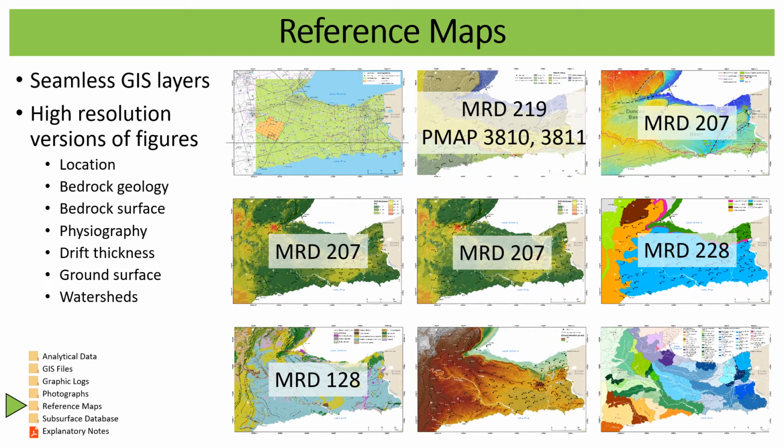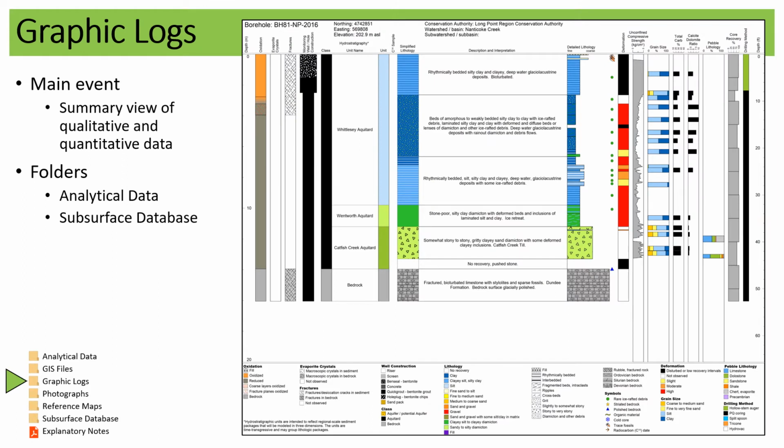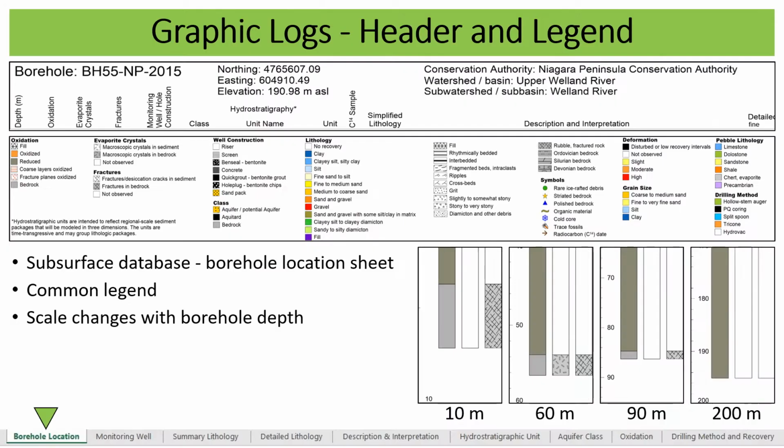High-resolution versions of the maps based on fully attributed seamless thematic map layers can be found in their own folder. All of these GIS products are available for free download from Geology Ontario or OGS Earth. A graphic log summarizing the information found within the analytical data and subsurface database folders was produced for each borehole. The individual logs and source data will be the focus of this talk.